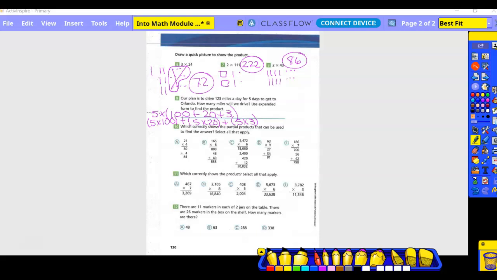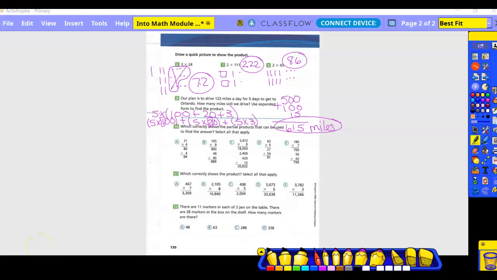Now I'm going to put my 1 in a box. 5 times 1 is what? It's 5, and then add 2 zeros, which is what? 500 plus, put my 2 in a box. 5 times 2 is 10, and add a 0, so 100. And then 5 times 3 is 15. So 5, 1, 6. So 615 miles.